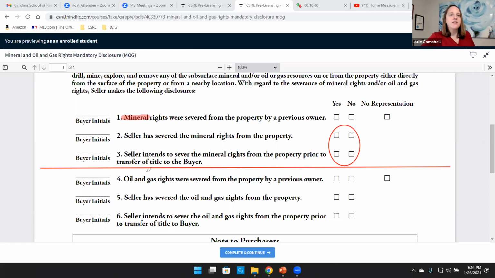And then we go through that same little exercise again. They were severed from the previous owners. The seller had severed or intends to sever. And we go through that again with oil and gas rights.